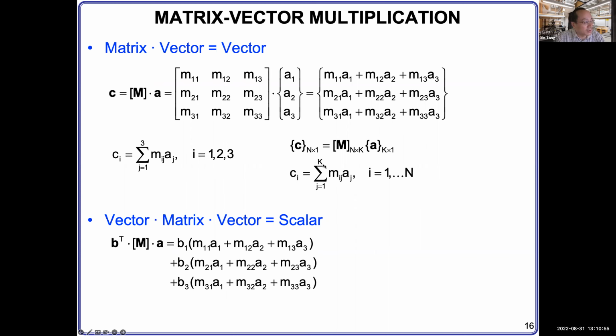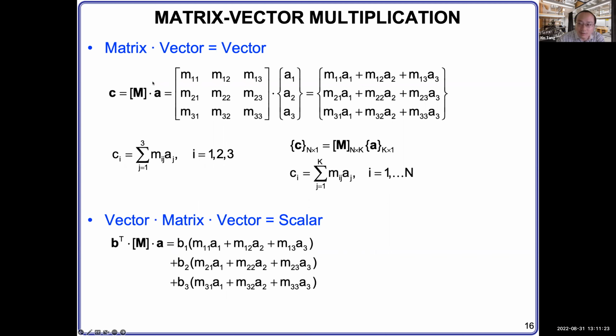It's the same as this, but if I have many, many of them, then from 1 to K, K and N are actually equal. You can write J is a K, but for the Ci, i can be 1 to N because you will eventually have an N by 1 dimension, right? So this is the multiplication of a matrix with a vector.